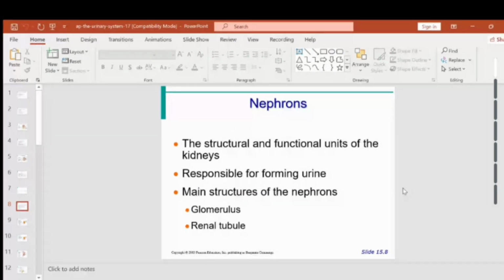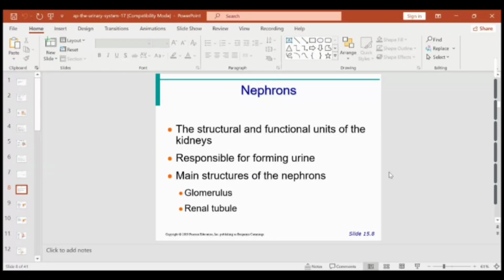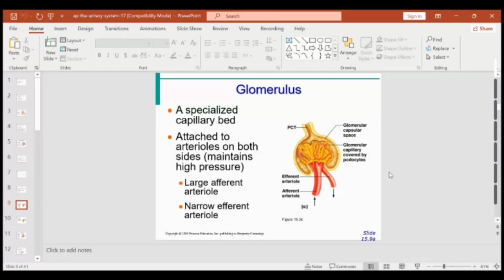So the functional unit of the kidney is the nephron. And in the kidney, there are millions of them, and it's responsible for the process of urine formation. Structure-wise, it's made up of the glomerulus and the renal tubule. The glomerulus is just a specialized capillary bed as any other capillary bed found in any other part of the body, where we have a connection between the arterial blood circulation and the other end of it, which is the venous circulation.